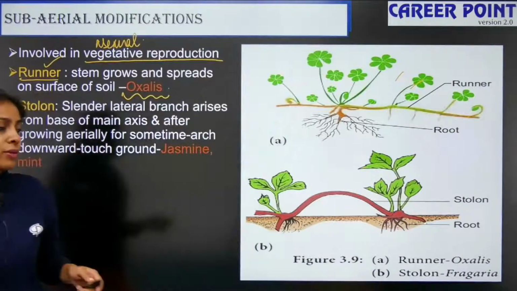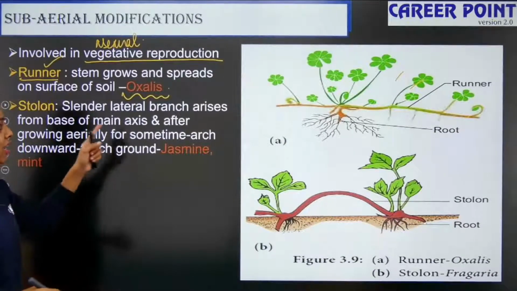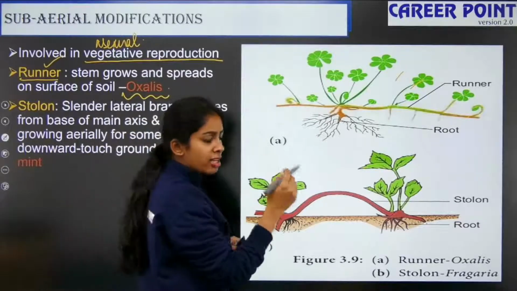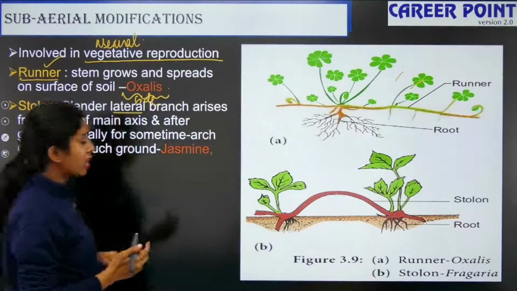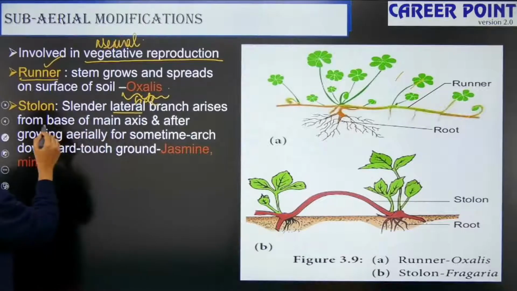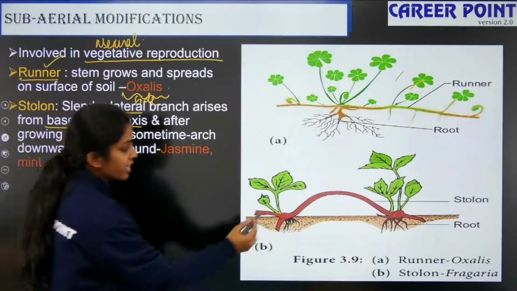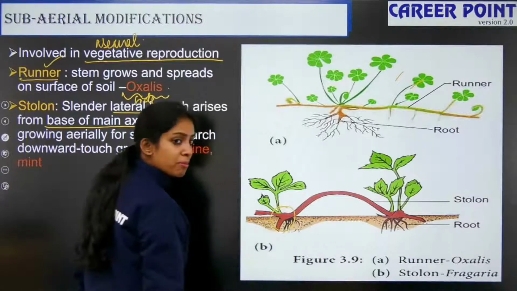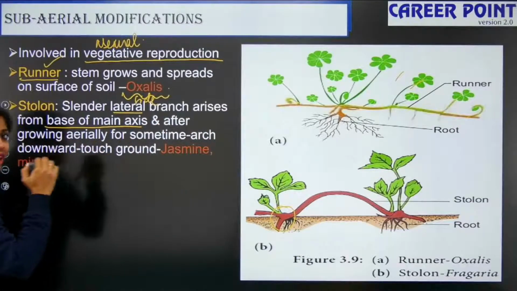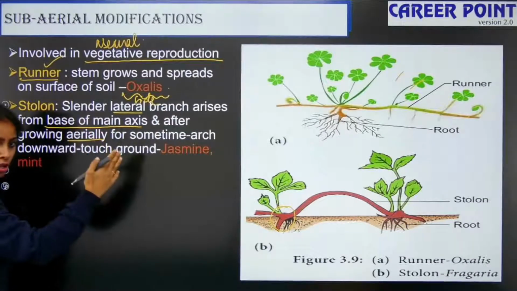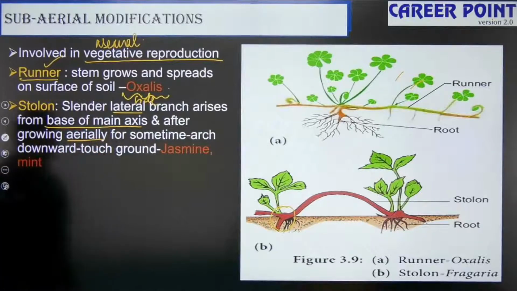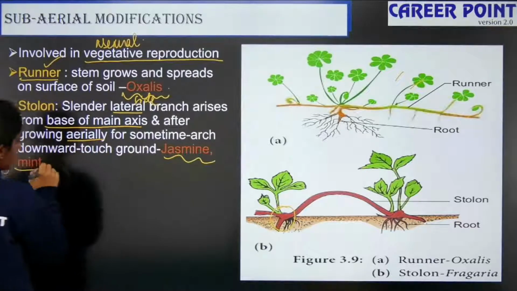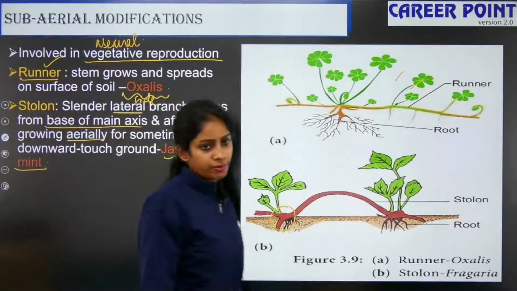So the next example is your stolon. Stolon is a slender lateral branch. Slender is very thin, lateral is sideways. So this branch is on the side of the plant, right? It is a lateral side branch that arises from the base of the main axis. Can you see? This is at the side and this is arising from the main axis. After growing aerially for some time, aerially meaning above the soil, it then arcs downward and touches the ground. The example is your jasmine and your mint plant. So this is called a stolon.